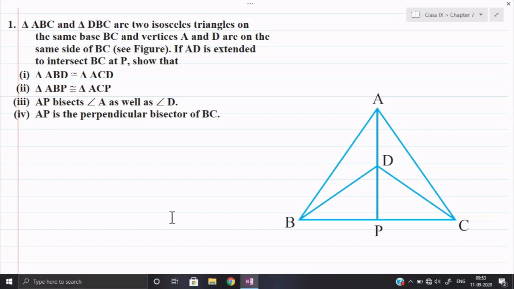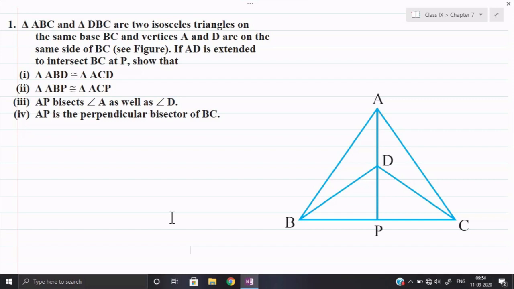If AD is extended to intersect BC at P, then show that. So we have to show all four parts: two pairs of triangles are congruent, then AP bisects angle A as well as angle D, and AP is the perpendicular bisector of BC. So it is a long question. You remember we have done such a long question in exercise 7.1 also. At that time I told you all parts may not come in the examination, one or two parts may be asked. The same thing is applicable here also. So let us see how we can do it.